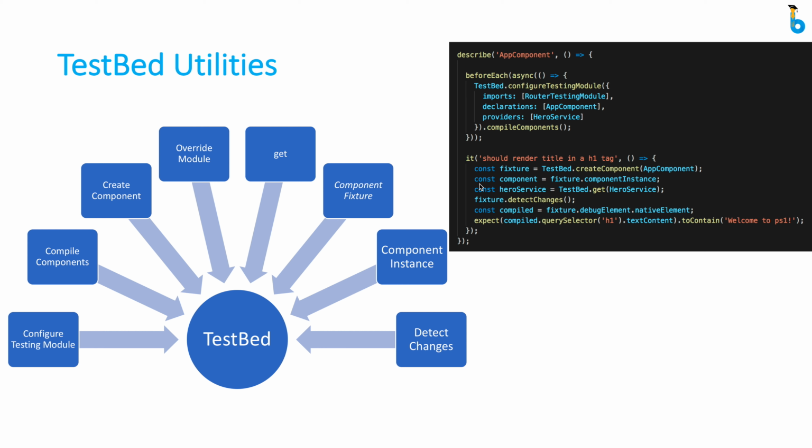If you take a look at this screen, we have just configured using TestBed.configureTestingModule. It mimics the NgModule, how we set up some components, and TestBed.createComponent for AppComponent. It creates a component with the fixture, and we can extract the instance of the service that we have injected into this AppComponent. For example, here we are getting the service of HeroService, and fixture.detectChanges will run the detect changes cycle. And here we are verifying, using the native element of h1, that it holds the message welcome to ps1.